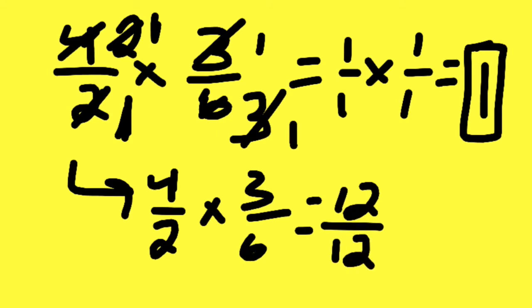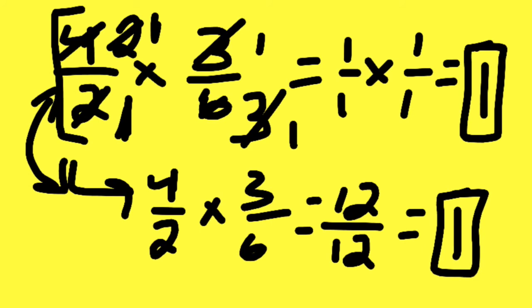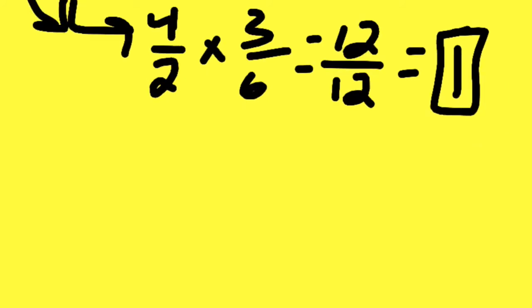So put 12 in the numerator, 12 in the denominator. And you can simplify that to 1. So you get the same answer either way. It's just that I'm showing you how to do this canceling method. So let's try another problem.